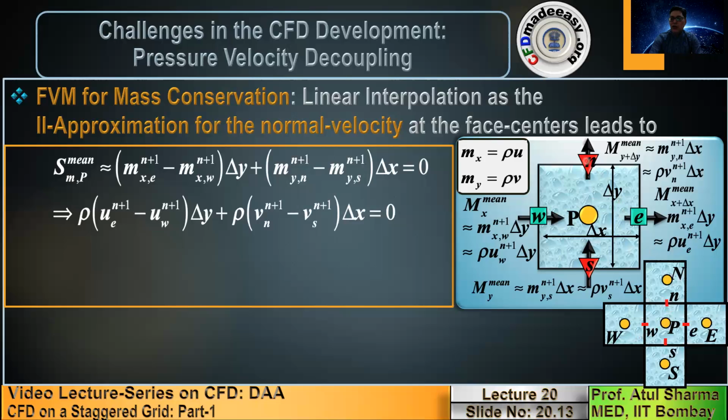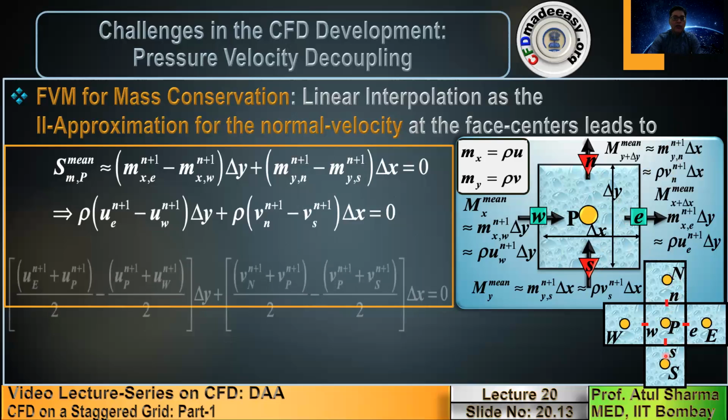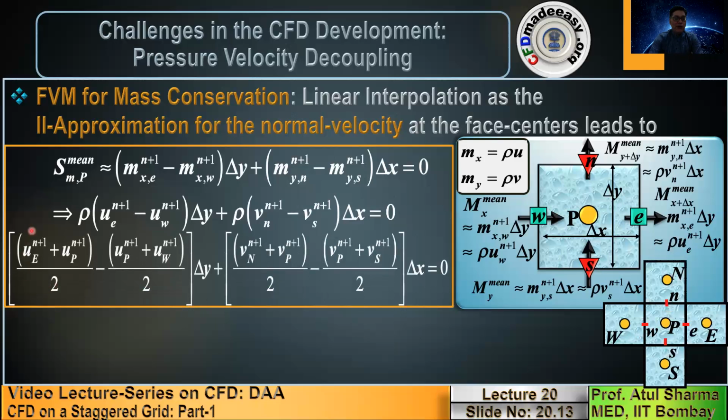Here for the north and south, you need V velocities. So V at small n is equal to V capital N plus V capital P divided by 2, and similarly for the south surface. If you do a linear interpolation for a uniform grid, what you find is this for UE, this for UW, this for VN, and this for VS. In this, you see that UP has a negative sign in between, so it cancels out, and VP cancels out from the second term.